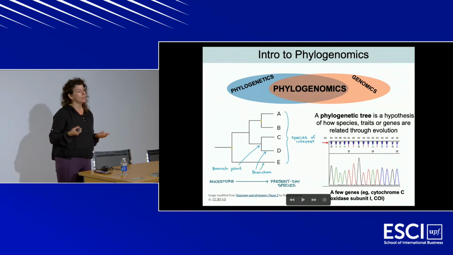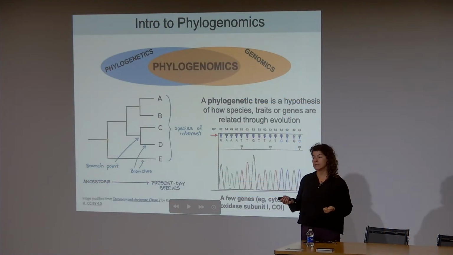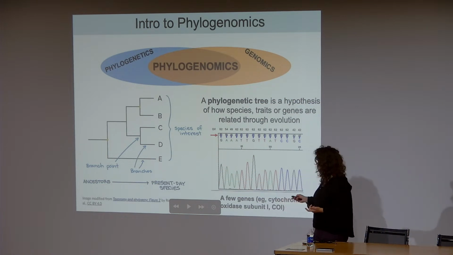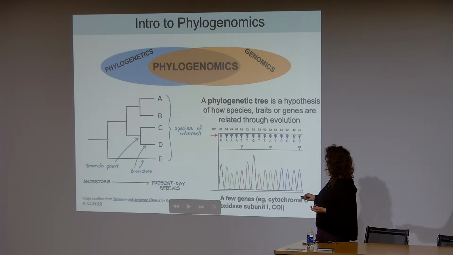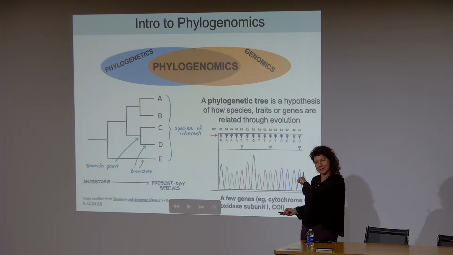Later on, in the 60s, scientists realized that genes have a lot of information because they have nucleotides that encode for proteins that have functions. So they realized that this information could be used as well to build phylogenetic trees. What I'm showing you here is the sequencing of a single gene. This is called Sanger sequencing. It's not that old, believe it or not. I did my PhD with this technique.